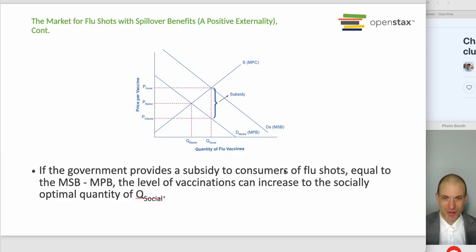So if the government provides a subsidy to customers of flu shots equal to MSB minus MPB, the level of vaccinations can increase to the socially optimal quantity right here. The idea is that MSB minus MPB is just the size of the externality. The easier way to say this is, as best as possible, if the government can estimate the positive externality to bystanders and then set the subsidy to capture that and bring forward that benefit to consumers, they feel like it's part of their internal marginal benefit when they make the decision to get the flu shot, and so then they will.